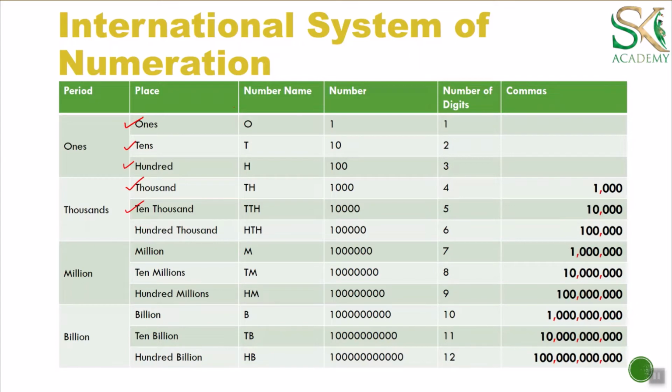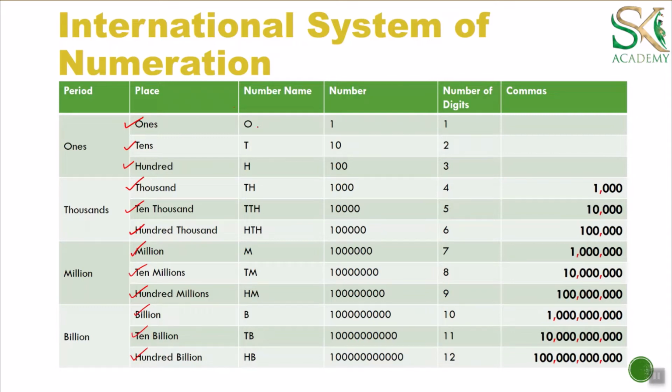Now in the international system of numeration, after tens there is hundreds. Then we call it millions: 1 million, 10 millions, and 100 millions. Similarly, the next highest period is billion, 10 billion, and 100 billion.